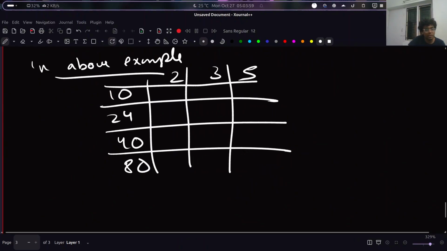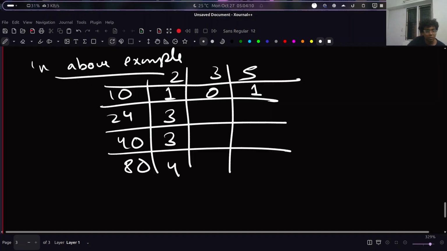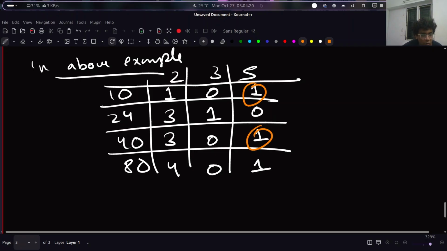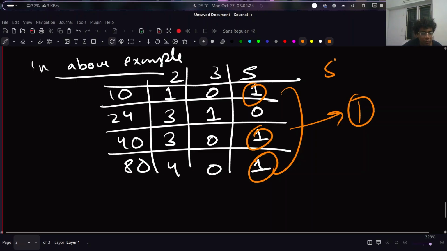And what will be the counts of the primes? So in 10, 2 appears once, 5 appears once, 3 appears 0 times. In 24, 2 appears 3 times, 3 appears once, 5 appears 0 times. Right. So here we can see that since 5 has appeared n minus 1 times, the answer will have 5 to the power 1 in it.